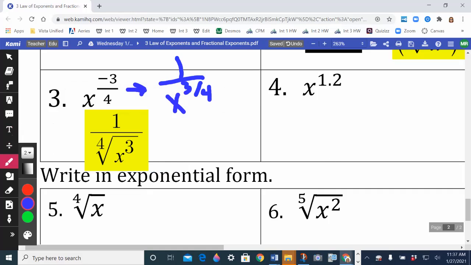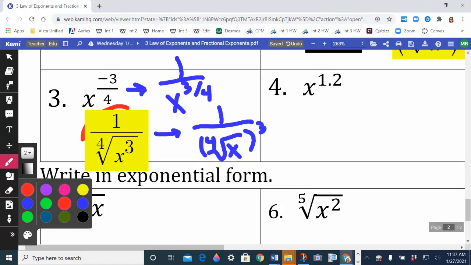Now I could have instead, if I prefer, done 1 over, and then taken the 4th root of x and then raised that to the power 3. If I am writing this out, I personally will do it like this. If I'm computing it, I would compute it like this.